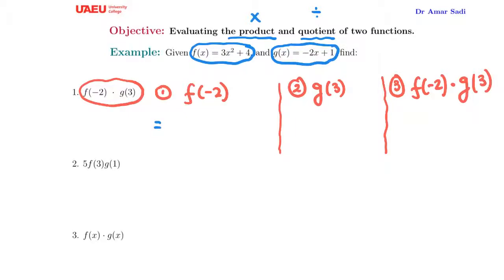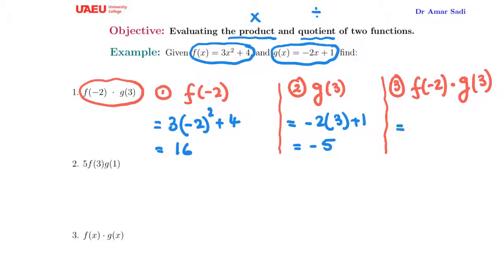F of minus 2 will be 3 times minus 2 squared plus 4. So minus 2 squared is 4, times 3 is 12, plus 4, 16. G of 3, minus 2 times 3 plus 1. Minus 2 times 3 is minus 6, plus 1 is minus 5. So this will give us f of minus 2, which is 16, times g of 3, which is minus 5. So the answer is minus 80.